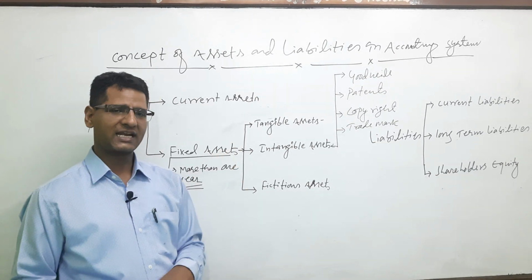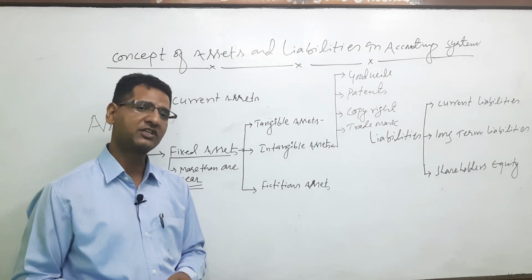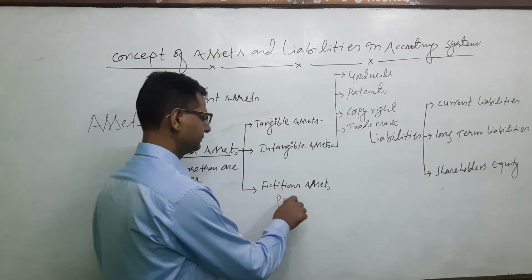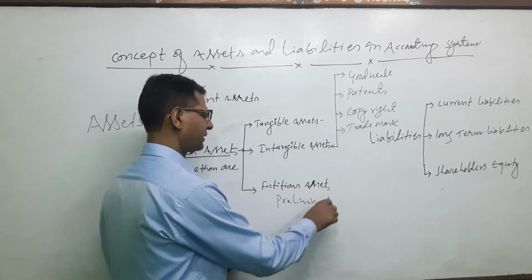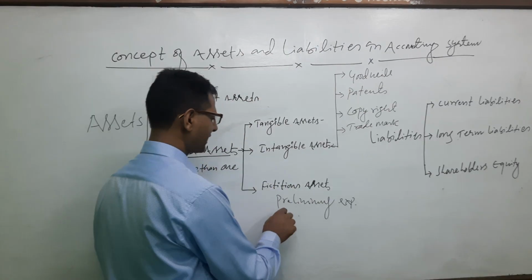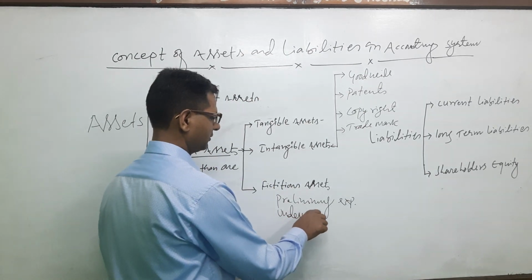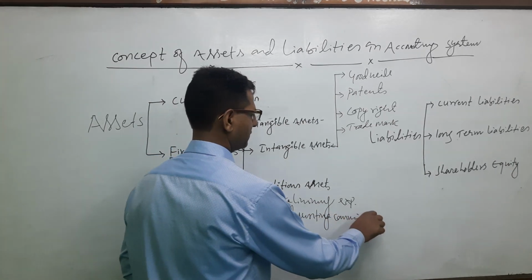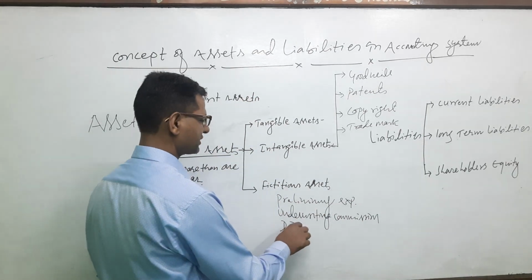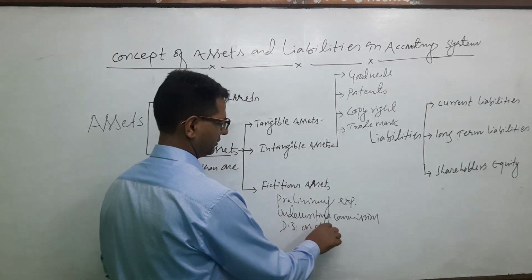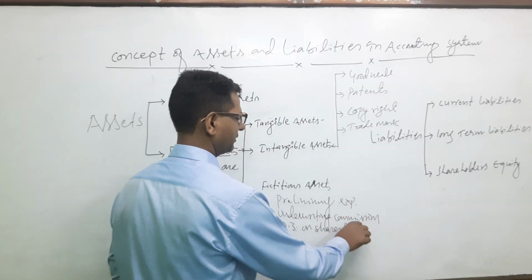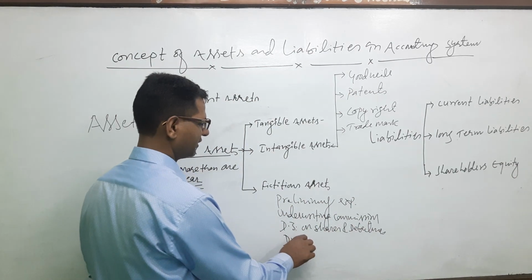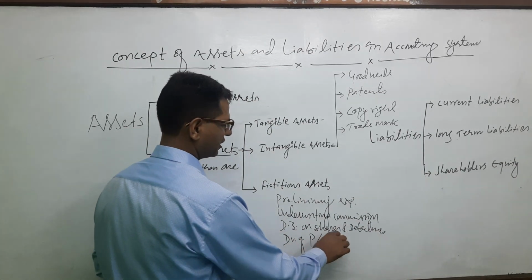So basically there are 4 types of these fictitious assets. Preliminary expenses, underwriting commission, discount on issue of shares and debentures, and debit balance of profit and loss, or this is loss.